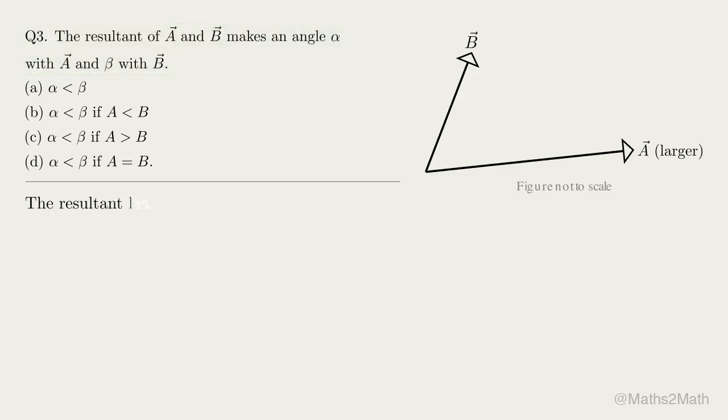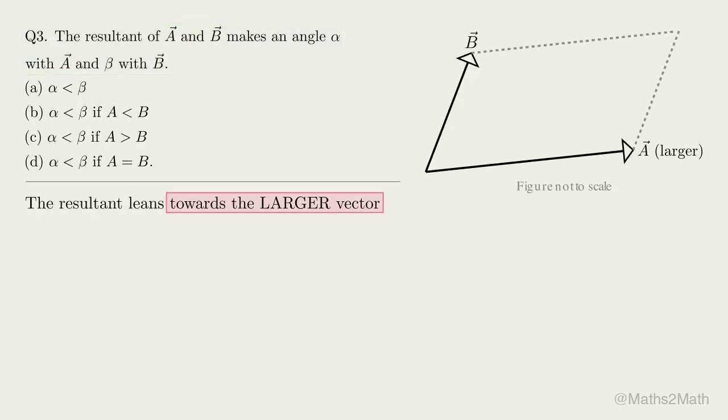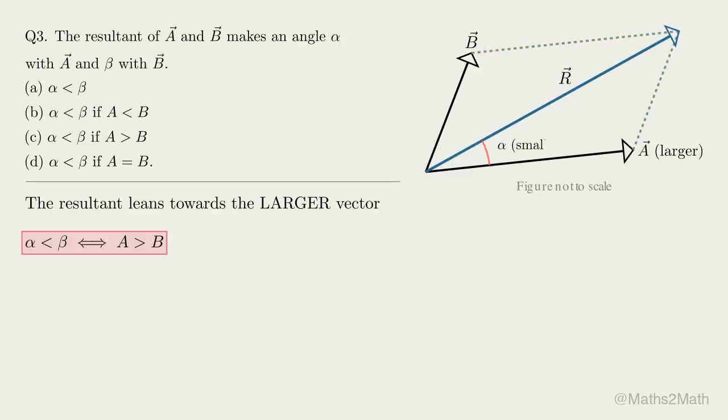The resultant of two vectors always lies closer to the bigger one. The bigger vector dominates the sum's direction. Closer to means a smaller angle with A. Alpha is less than beta exactly when A is greater than B. Hence, the answer is Option C.